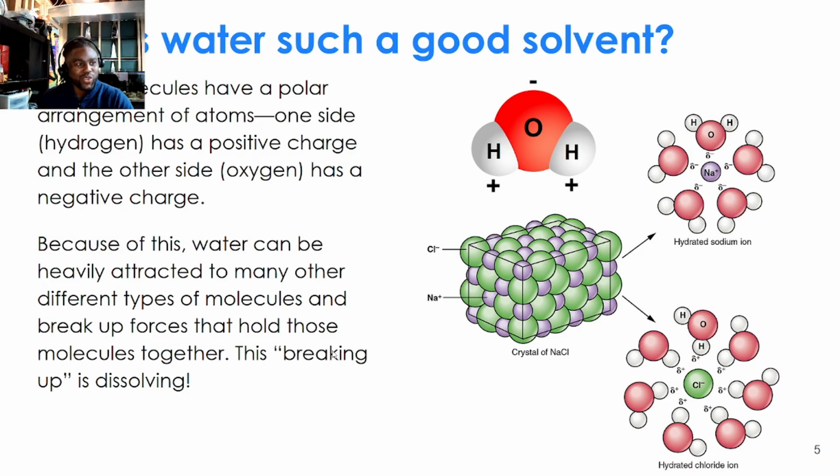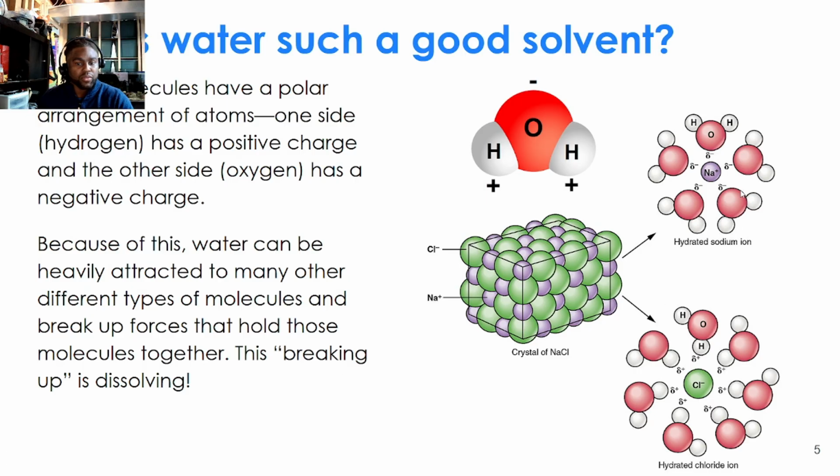Oh, and here we go. So, why is water such a good solvent? Well, water molecules have a polar arrangement of atoms. One side, which is the hydrogen, has a positive charge right here. The hydrogen essentially gives up an electron, or shares an electron closer to the oxygen. Because electrons are negatively charged, the oxygen side has a slightly negative charge. So on the single water molecule, we have a slightly negative charge on this side and a slightly positive charge on this side. Because of this, water can be heavily attracted to many different types of molecules and breaks up the forces that hold these molecules together. This breaking up is called dissolving.